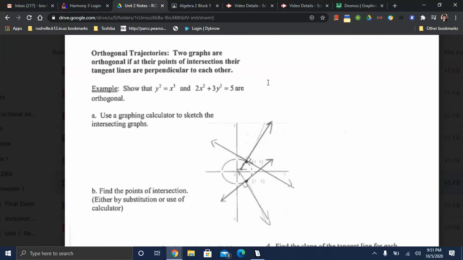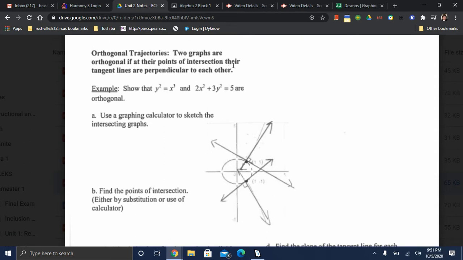All right, our last thrilling example is about orthogonal trajectories. And I know you can hardly wait to hear about this, so I'll just dive right in. Two graphs are orthogonal if at their points of intersection, their tangent lines are perpendicular to each other.